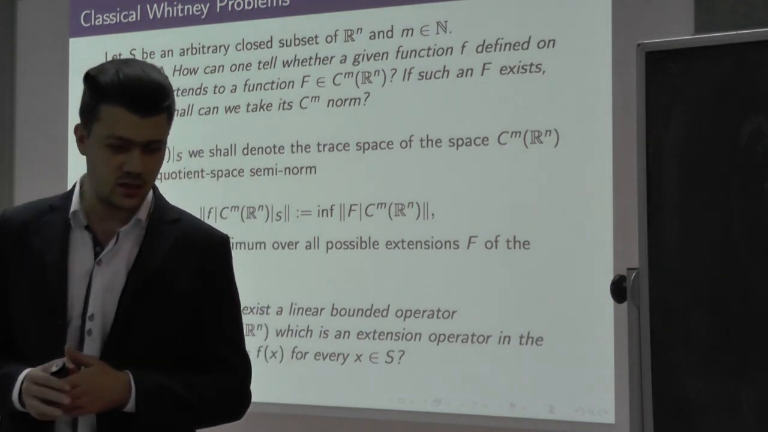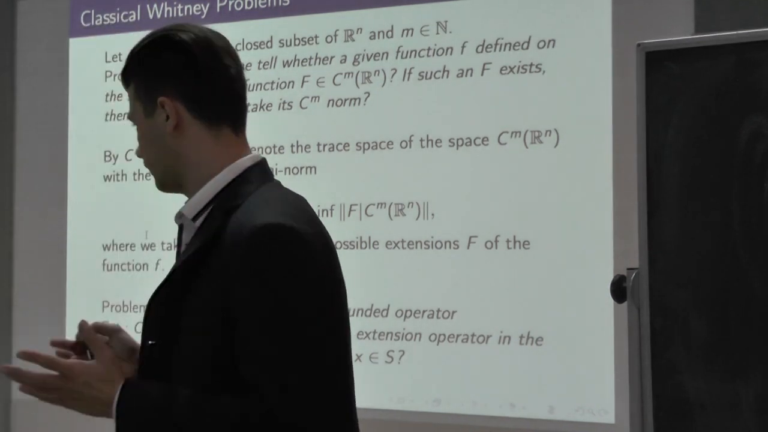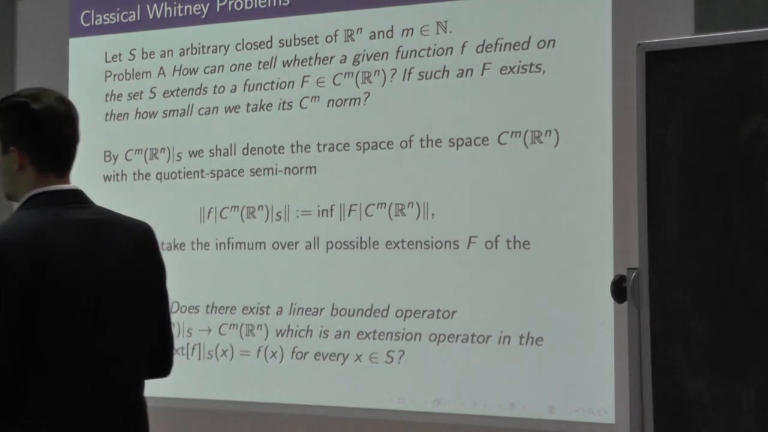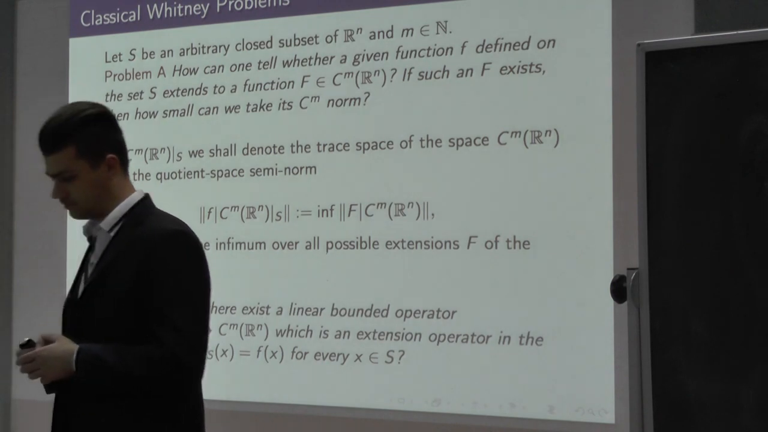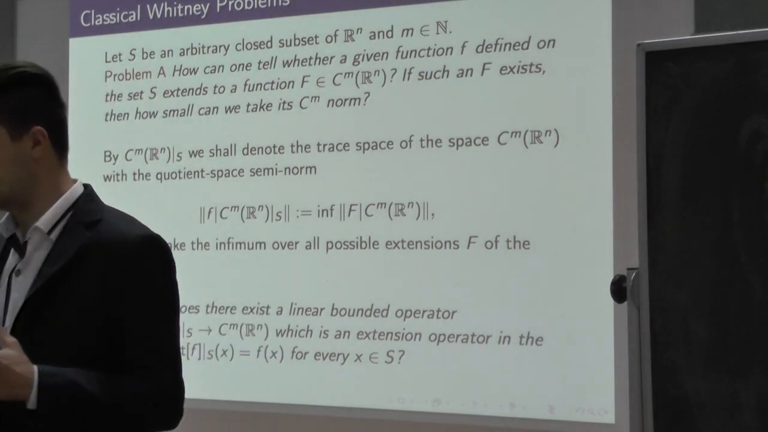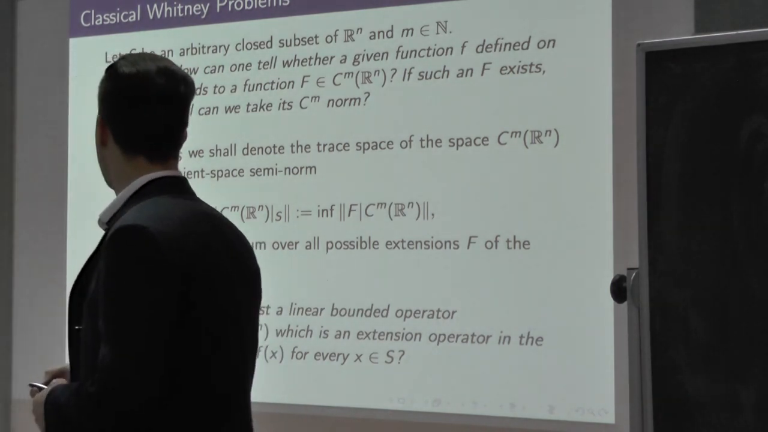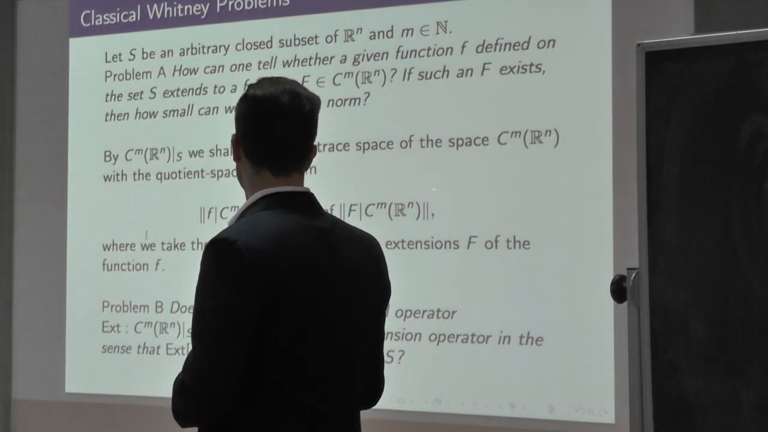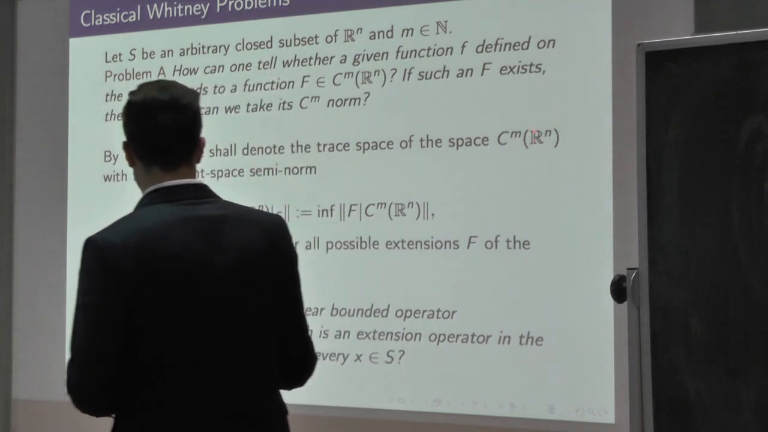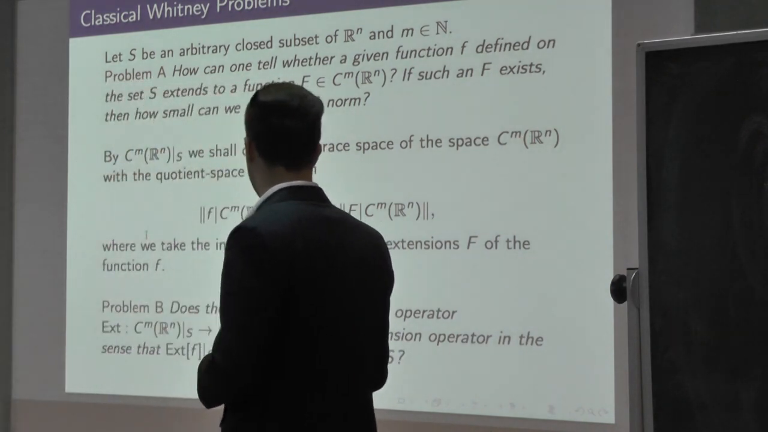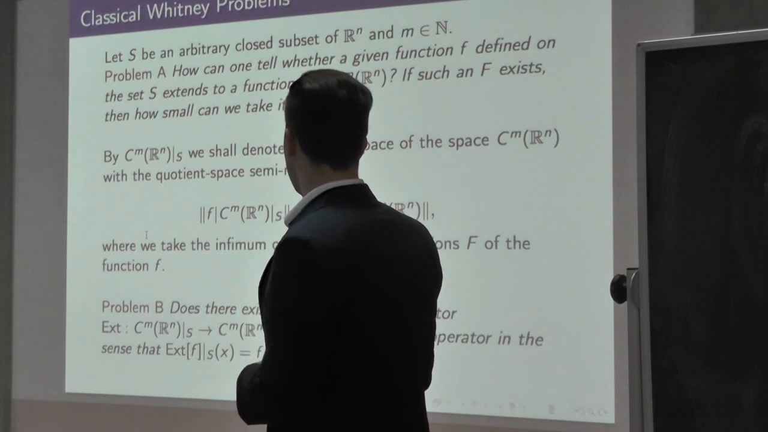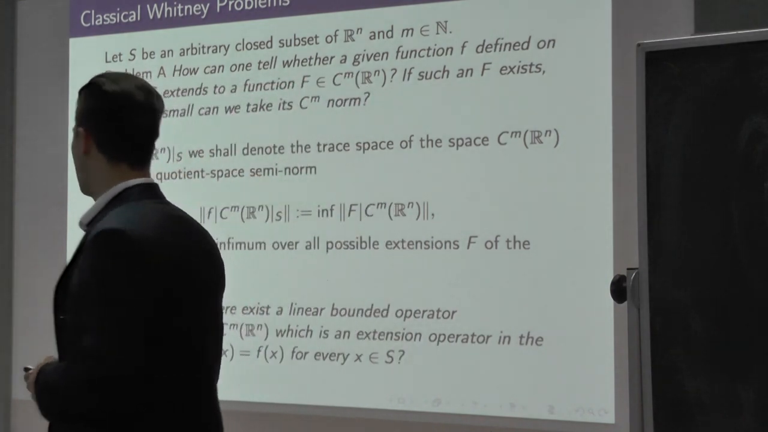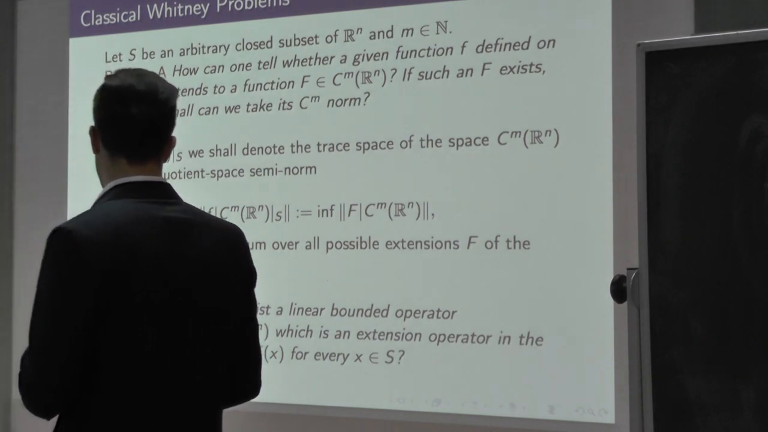I recall that C^m is a space of smooth functions, more precisely, the space of functions which have continuous derivatives up to the order m. We shall denote by the trace space the space of restrictions of C^m(R^n) functions to S with the usual quotient space seminorm. Here we take the infimum over all possible extensions, capital F, of the function f.